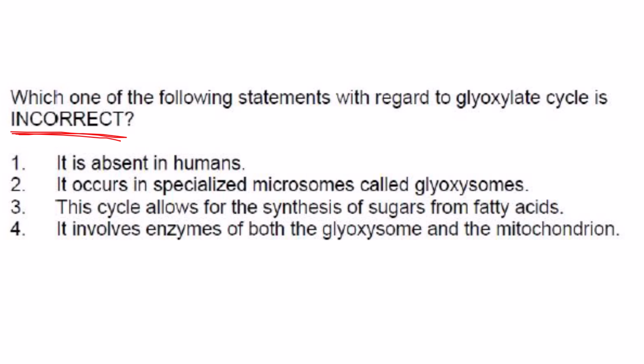Okay, then this cycle, so that is the incorrect statement. It is not microsomes, it is specialized peroxisomes and glyoxysomes found in plant cell. This cycle allows for the synthesis of sugars from fatty acid, that is correct. It involves enzymes of both glyoxysome and the mitochondrion. Yes, some enzymes of the citric acid cycle are utilized by this glyoxylate cycle. So, mitochondria enzyme also are used. So 4 is also correct.